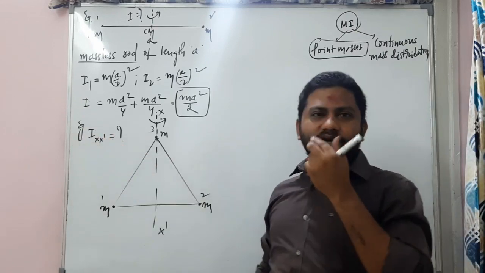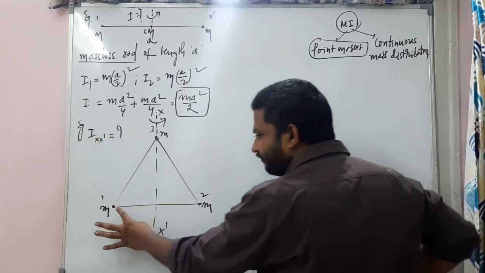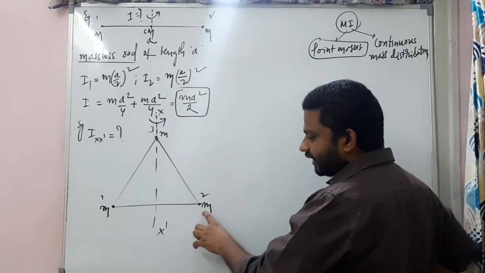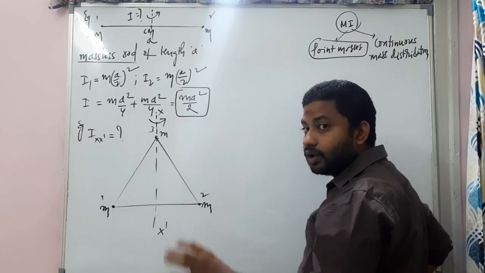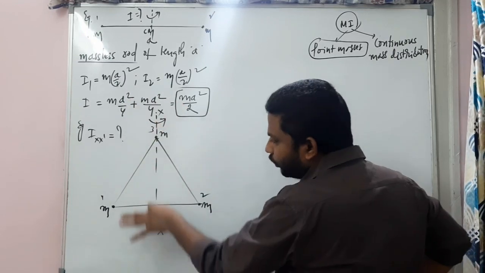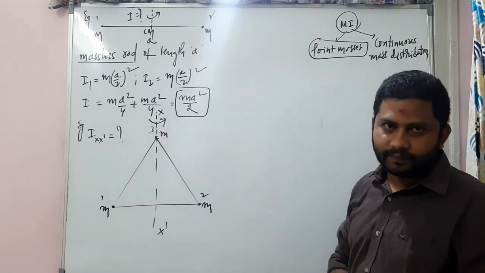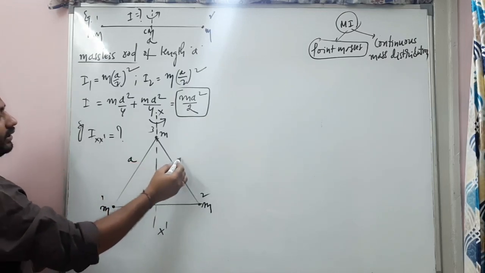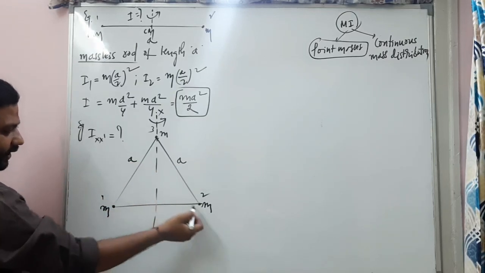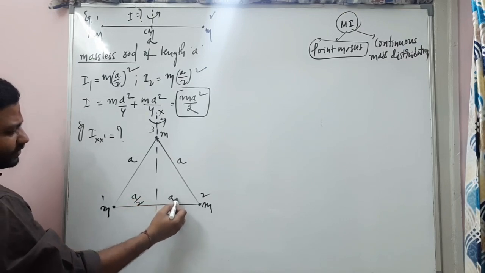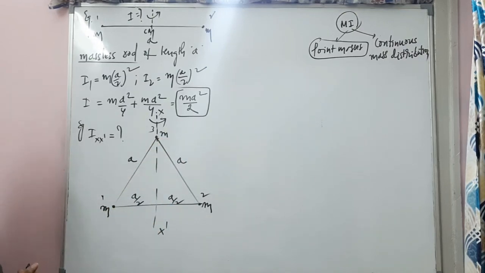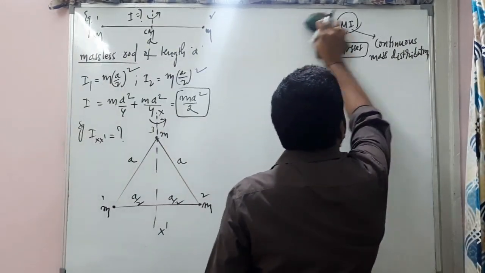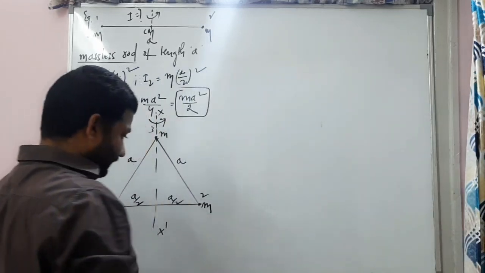Whenever they are asking about moment of inertia of the system, we need the moment of inertia of the first body about this axis of rotation, the second body about this axis of rotation, and the third body about this axis of rotation. That is important. Now, this is an equilateral triangle whose side length is A. So this is A by 2 and this is also A by 2. Now we are talking about the point masses only.